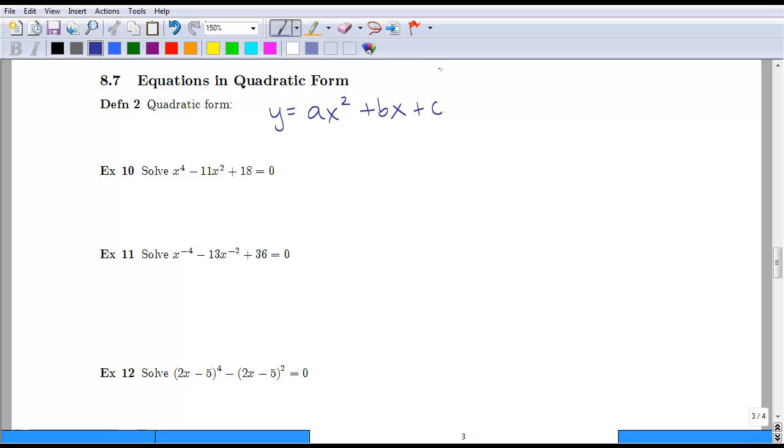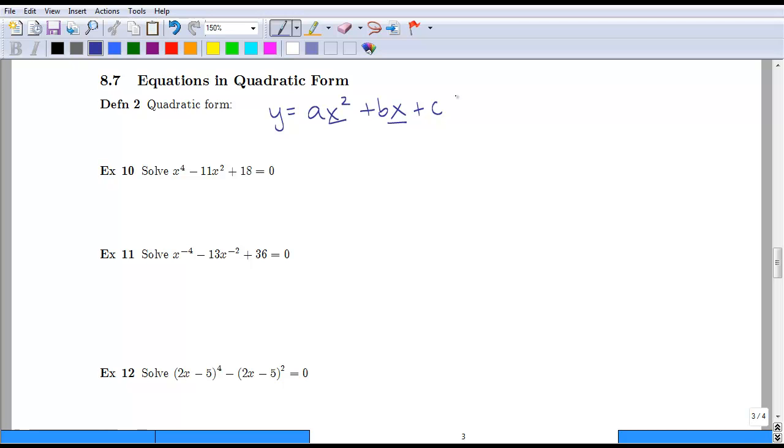But this can also be, for instance, you can have the x term here actually be something like y squared or a squared or b squared or whatever you want to use as your variable. In that case, as long as you have your variable squared here, or double the exponent in this term, then you can end up with quadratic form. So let's look at some examples.